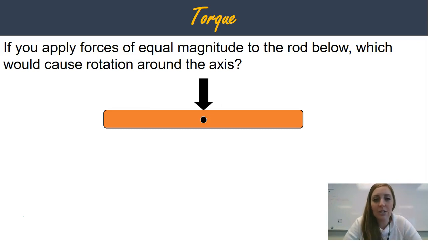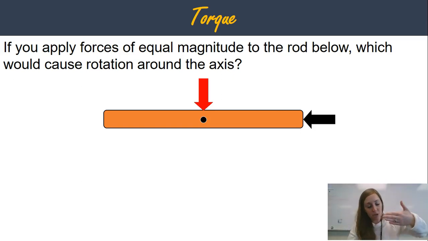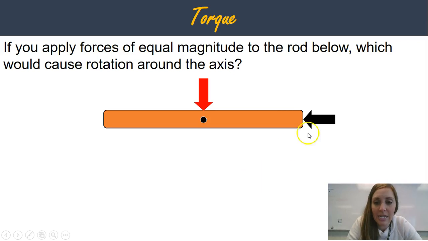So let's first look at a force that goes right into the axis. If we are pivoting around a central point, if you apply a force right onto that central point, it will not cause any rotation. So that's why I'm doing it in red. Red for no rotation. What about if you go right on the edge and push straight into that axis? Nope, not going to cause anything. On the other side, still not going to cause any rotation.